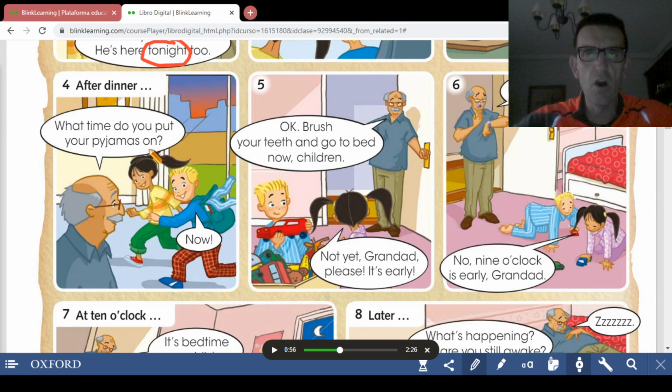Picture number 5. Repeat, please. Okay. Brush your teeth and go to bed now, children. Not yet, Grandad. Please. It's early.